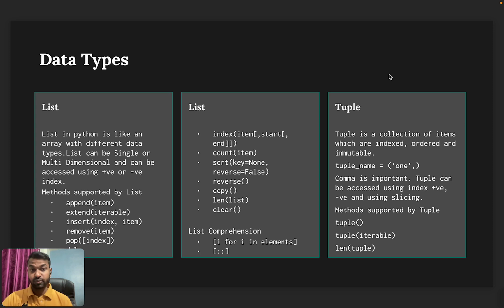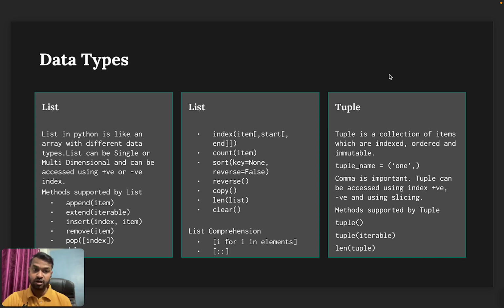A tuple is a collection of items which are indexed, ordered, and immutable. But still, the applications of tuple and the applications of list are different. So let's first understand the definition of tuple. We have read that a tuple is a collection of items which are indexed, ordered, and immutable.